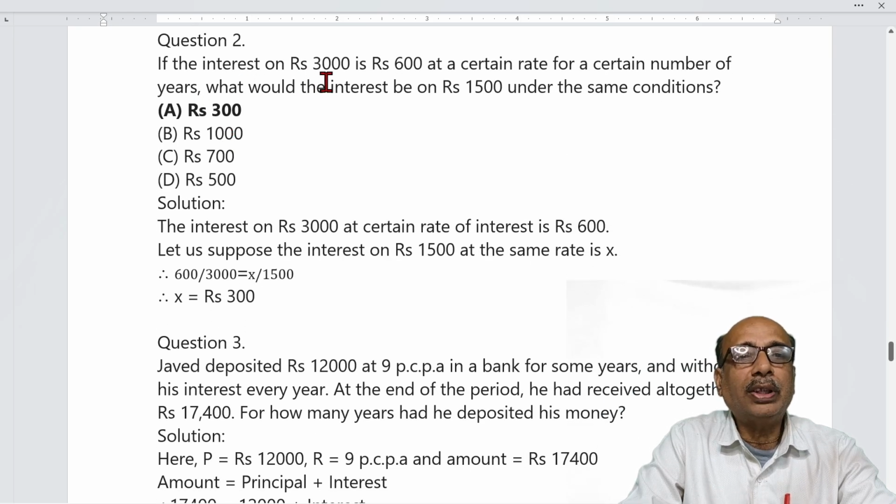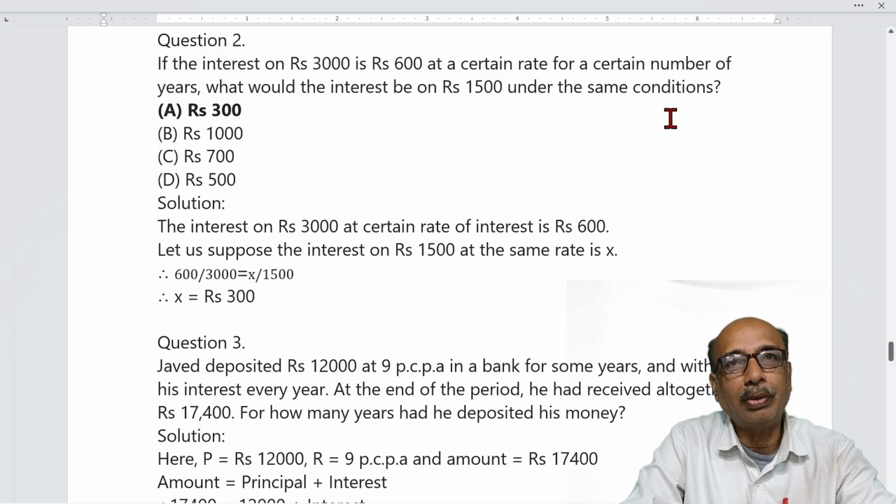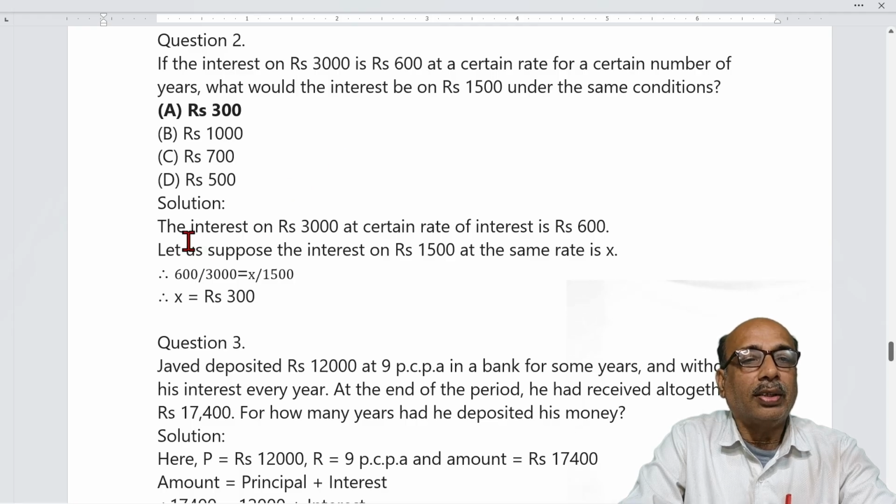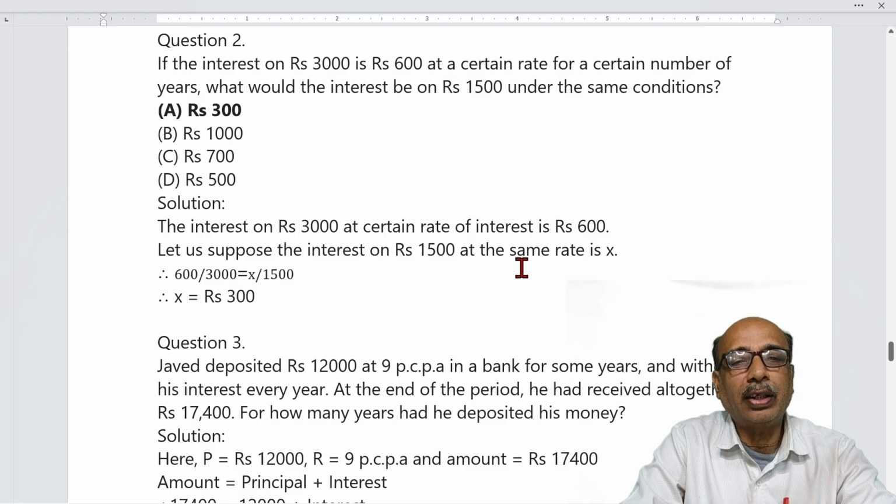If the interest on rupees 3000 is rupees 600 at a certain rate for a certain number of years, what would the interest be on rupees 1500 under the same conditions? We have seen the interest and principal amount are in ratio. The interest on rupees 3000 at a certain rate of interest is 600. Let us suppose the interest on rupees 1500 at the same rate is x. So 600 upon 3000 equals x upon 1500. Therefore, if you simplify, x equals rupees 300.